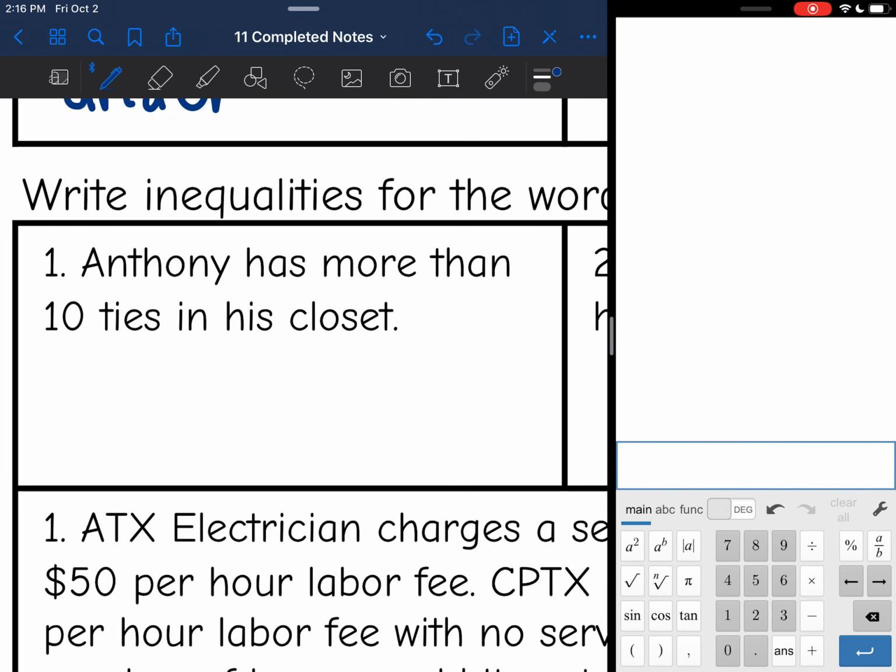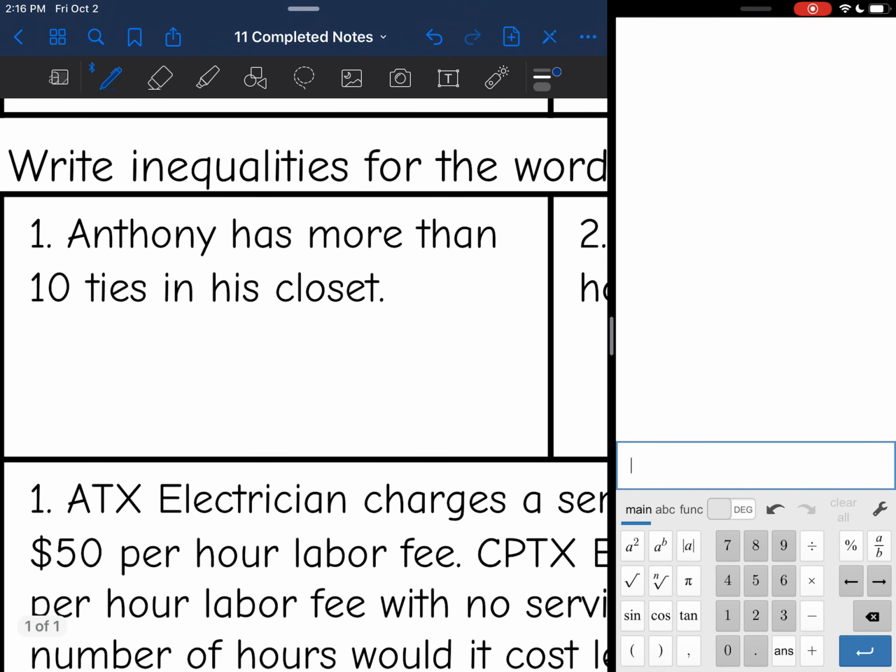Okay, so now what we're going to do is write some inequalities for these word problems below. We're not going to solve, we're just going to write the inequality. So the first one says Anthony has more than 10 ties in his closet. More than is the greater than sign.